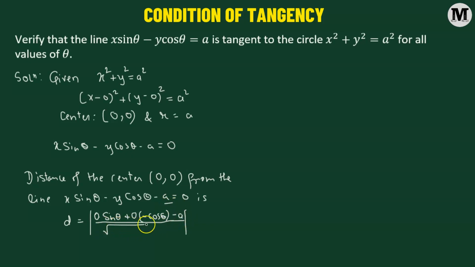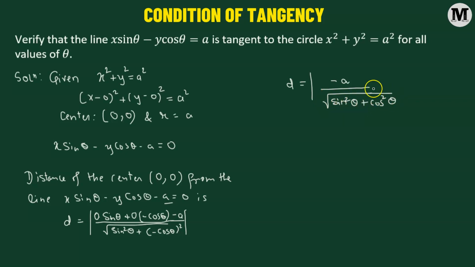This will be divided by the square root of, now we'll have to take the square of the coefficient of x of the straight line, so that's sin squared θ. This will be added to the square of the coefficient of y, so that's (negative cos θ) whole squared. So we have d equals, in the numerator we are only left with negative a, divided by the square root of sin squared θ plus cos squared θ.